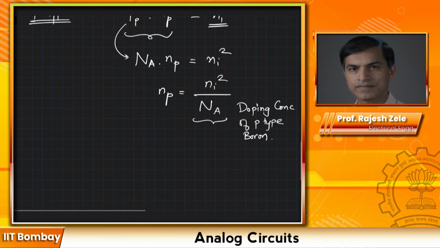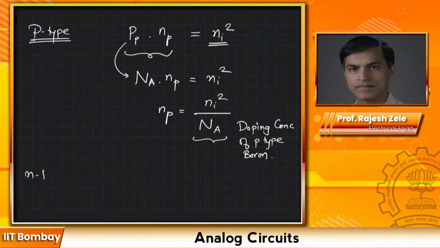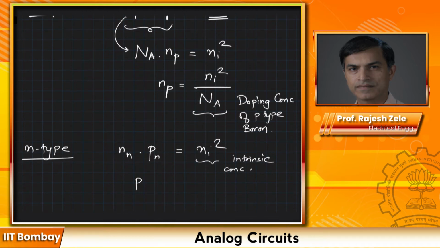All right. Similarly, we can prove that for N-type semiconductor, we have N sub N times P sub N is equal to Ni square. This one is still the same intrinsic concentration, which depends on the temperature, and the minority holes carrier concentration is given by Ni square divided by, what is N sub N? That is your phosphorus doping, which we call donor, Nd. Okay.